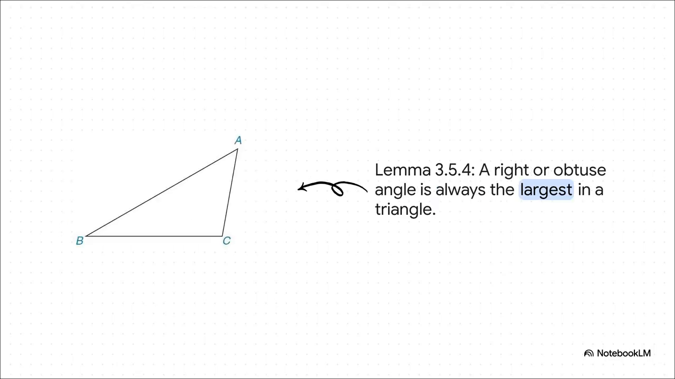Now, this rule is super simple but incredibly useful. We all know a triangle's angles add up to 180 degrees. So think about it. If you have one angle that's 90 degrees or more, a right or obtuse angle, the other 2 have to be small acute angles. There's just no other way for it to add up to 180. That means the right or obtuse angle is automatically the biggest angle in the whole triangle.